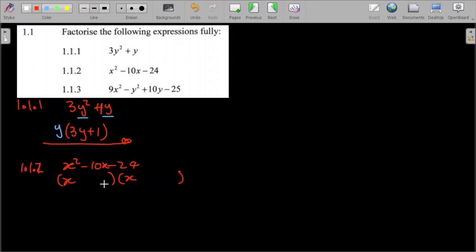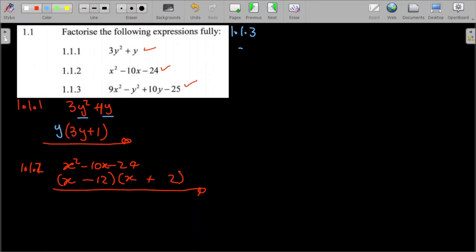Now, first, if I say 12 and 2, I know that 12 times 2 gives me 24. But what is very important is that if I multiply these two, I need to get the negative here. So if I say negative and positive, they give me negative 24. But if I say negative 12 plus 2, I get negative 10. So if this satisfies what I have at the top, then we are done.